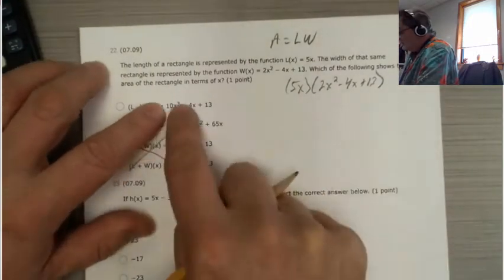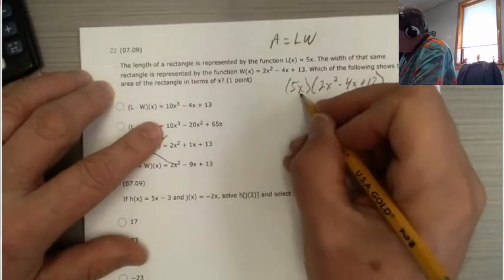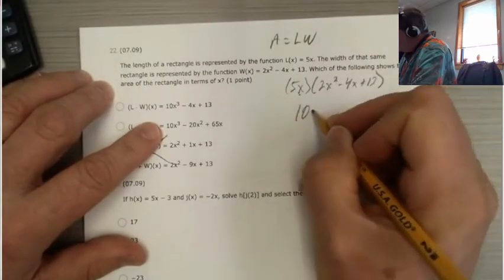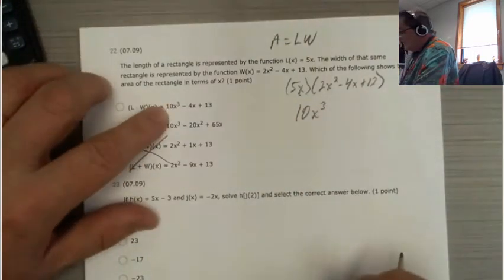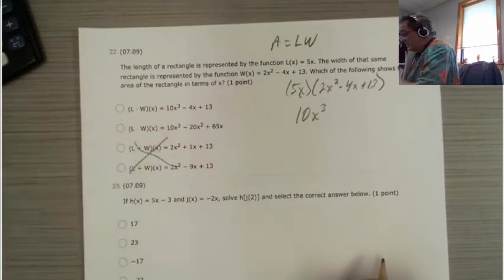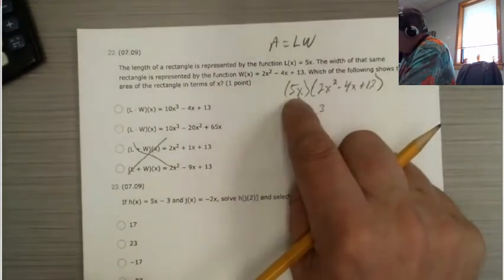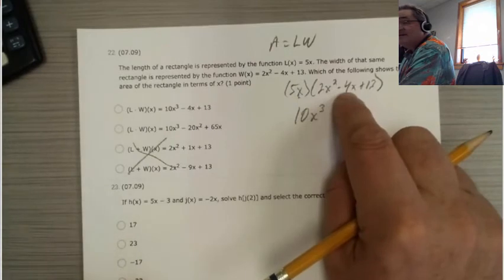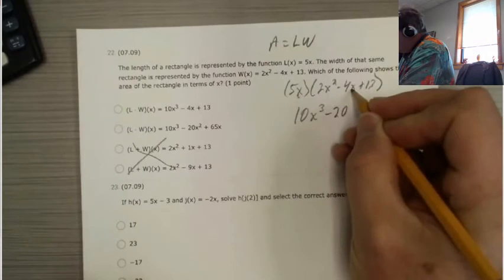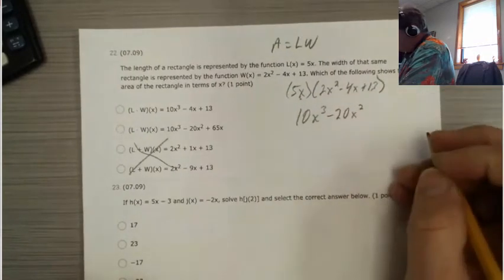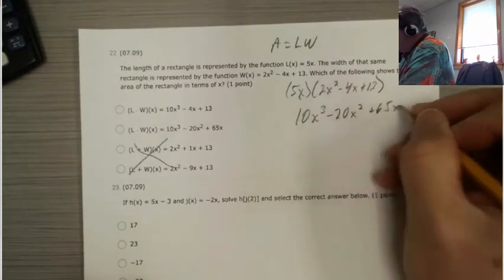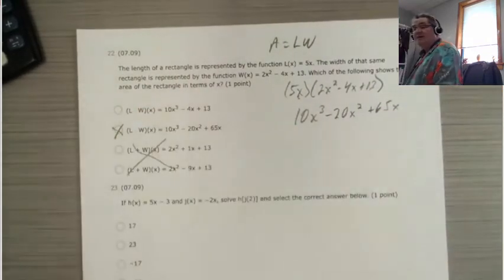So 10x to the third: 5x times 2x squared, 5 times 2 is 10, x times x squared is x to the third. So those are the same. Here's where there's a big difference right away: negative 4x or positive 20x squared. What is it? 5x times negative 4x. 5 times negative 4 is minus 20. x times x is x squared. And then 5x times 13 would be plus 65x. It is that one right there.